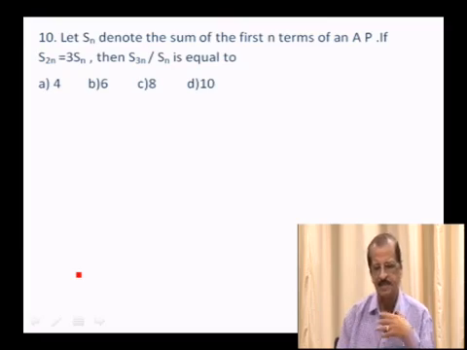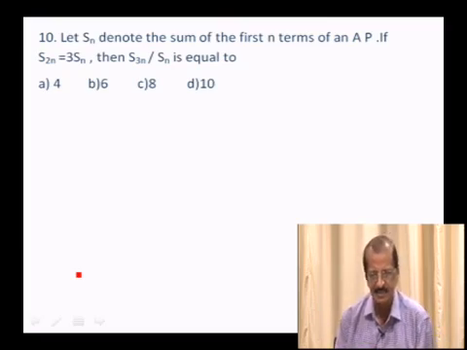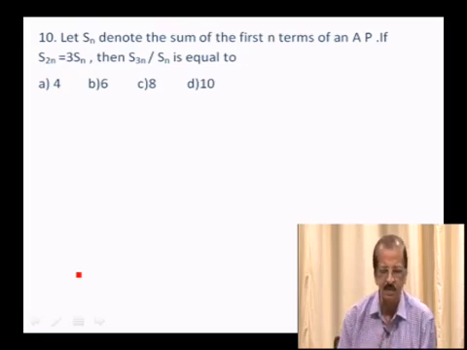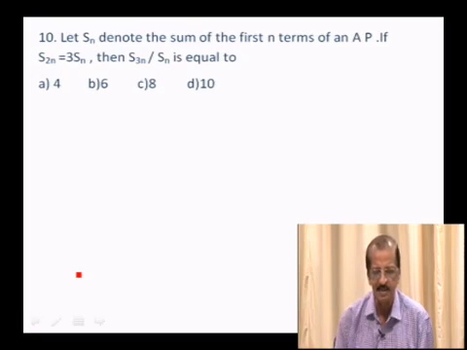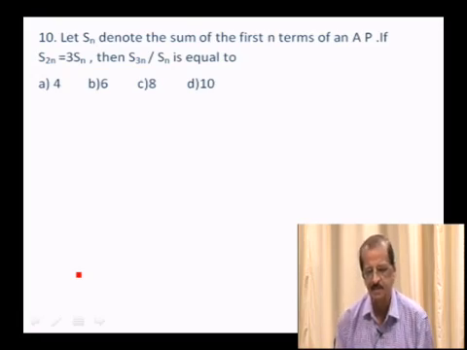So this question has a little more working. That is, you have to calculate Sn, S2n, S3n and then use this result S2n is equal to 3Sn and then calculate S3n by Sn. So let us see how it can be done.